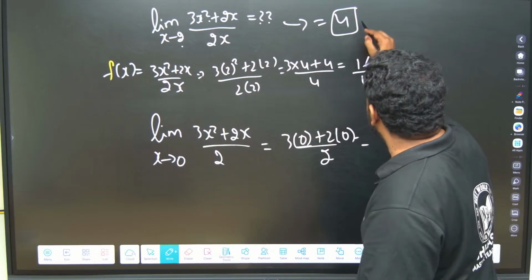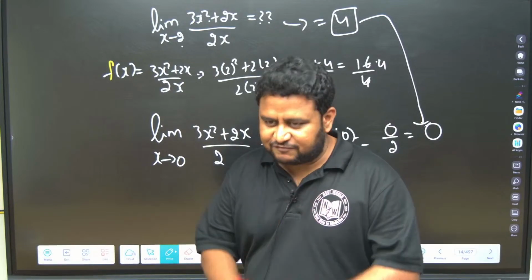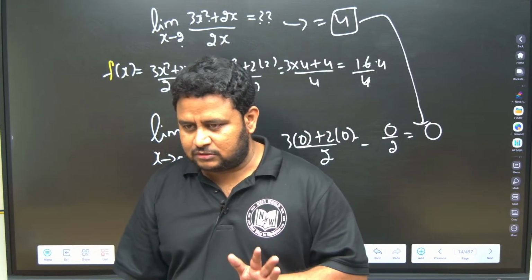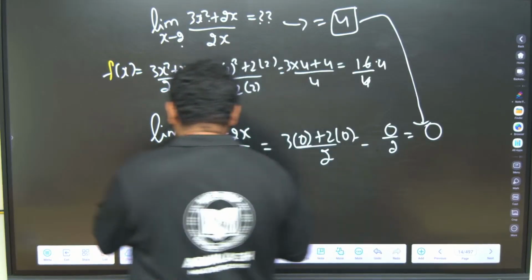So these are all direct finite values I am getting. After putting the value, if I am getting any finite value, 0 or any value, then it is totally fine, I can solve it. But sometimes, let me take this question now.